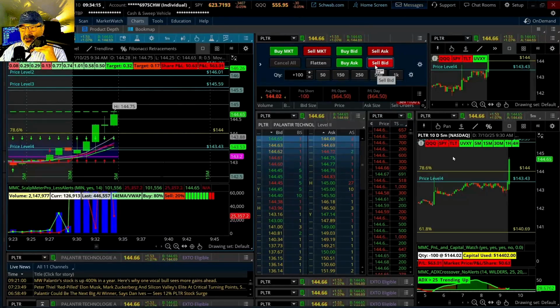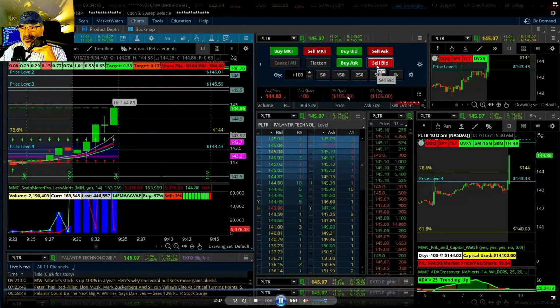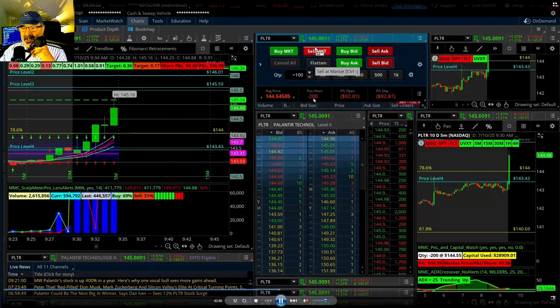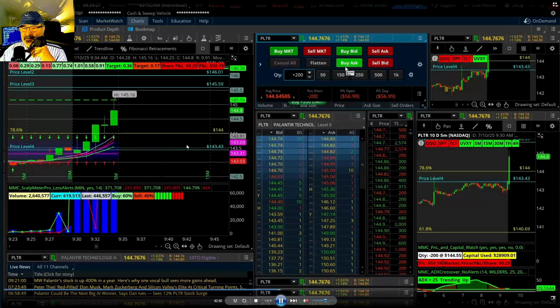So what might get you out of this trade is if you hit your max loss, because as you can see, it went up. And I went ahead and doubled down. I added to half of my share size now, 200, waiting for a retracement.